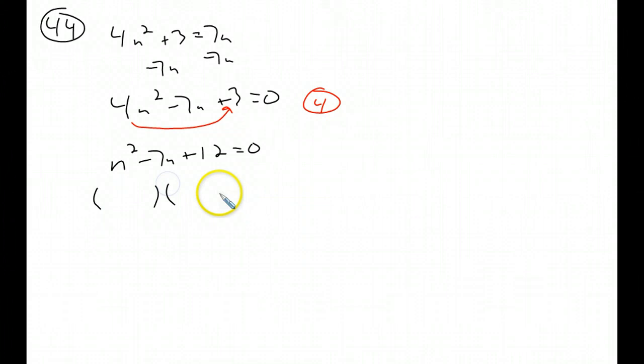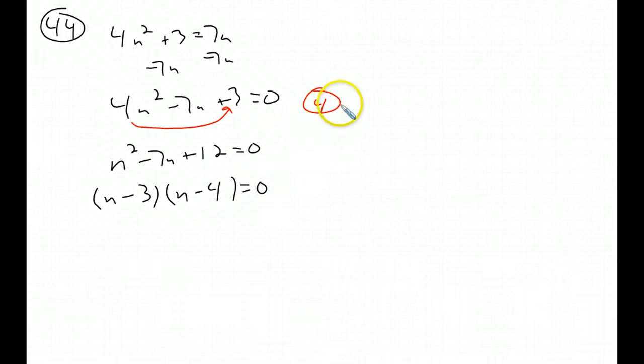No greatest common factors, so I'm going to factor this. I have n and I have n. Multiply to be a positive, so they're both the same sign. They add up to be a negative, so they must both be negative. Multiply to be 12, so I have like 6 and 2, 3 and 4. 3 and 4 add up to be 7. So I'm going to use 3 and I'm going to use 4.